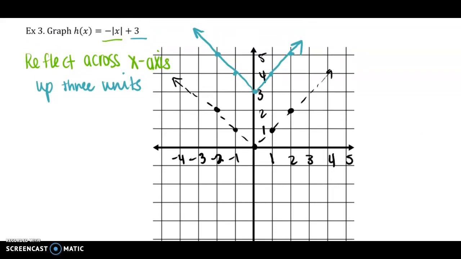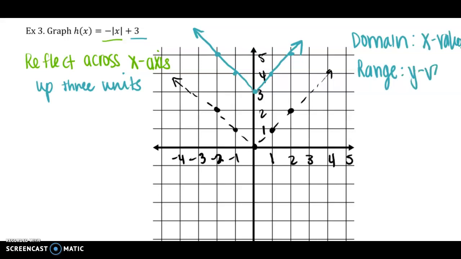One last thing we want to talk about is domain. So let's talk about the domain and the range. So remember, the domain is the x values, and then the range is the y values. So the corresponding x and y values. So your domain for this blue function is going to be basically all real numbers because it's going everywhere on the negative side and the positive side.